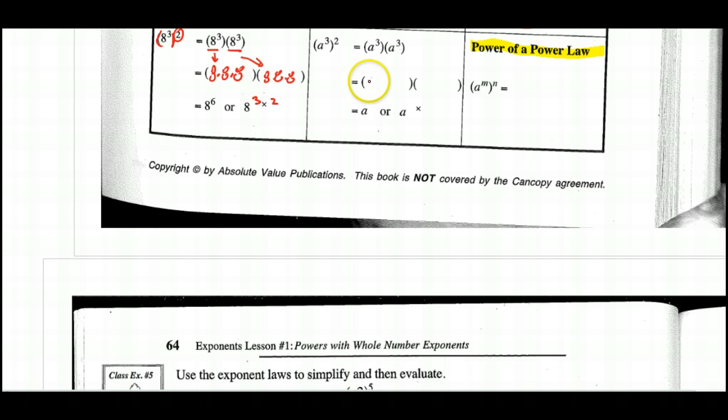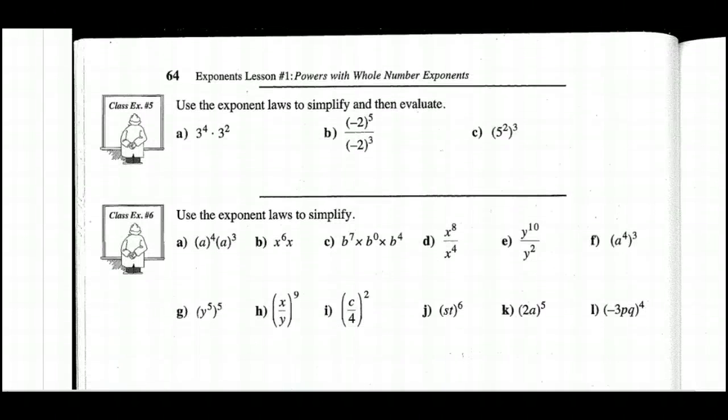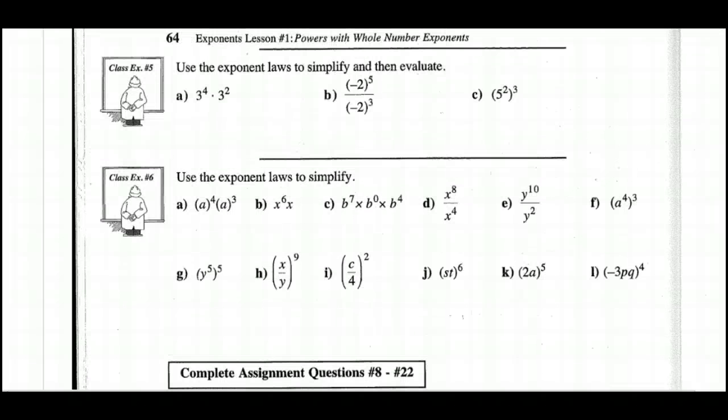So here we have A times A times A times A times A times A, so A to the 6, or A to the 3 times 2. The general rule is A to the M times N. Okay. Let's do a couple examples. So use the exponent laws to simplify and then evaluate.